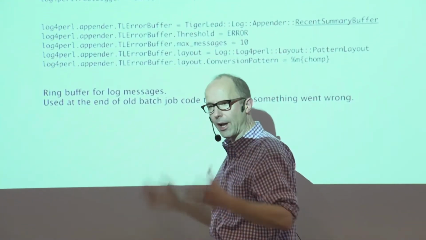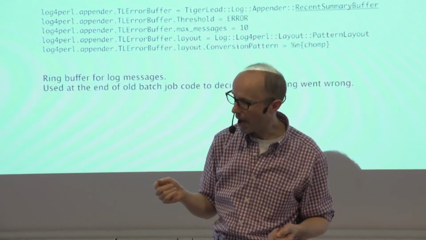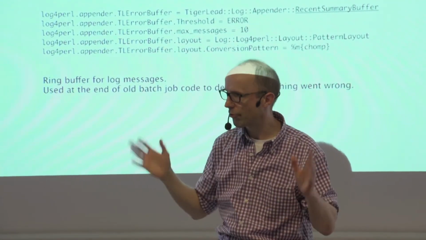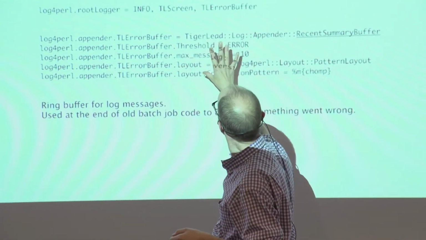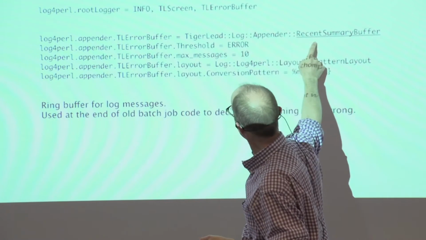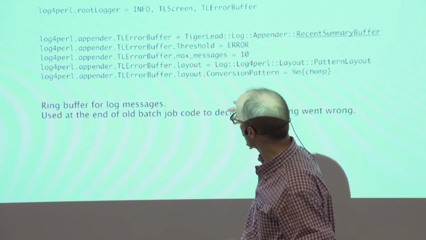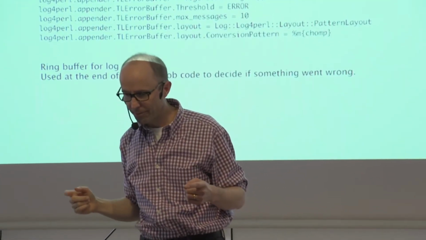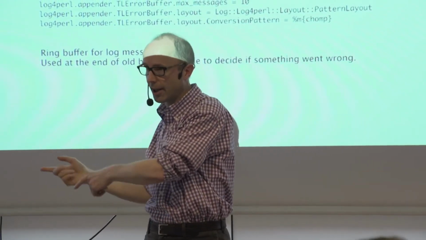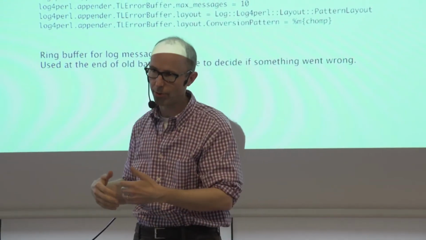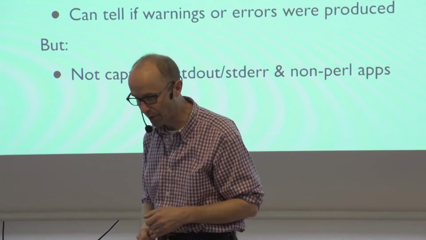We had a lot of batch jobs that would run and they didn't have decent error handling, and they should fail but didn't. So what I did was put in a logger that would just be a little ring buffer of recent errors. So when the batch job ended, it would say, well, I don't know what's happened, but did any errors get logged? And if they did get logged, then it would say the batch job failed. And that proved to be a simple fix for that problem.